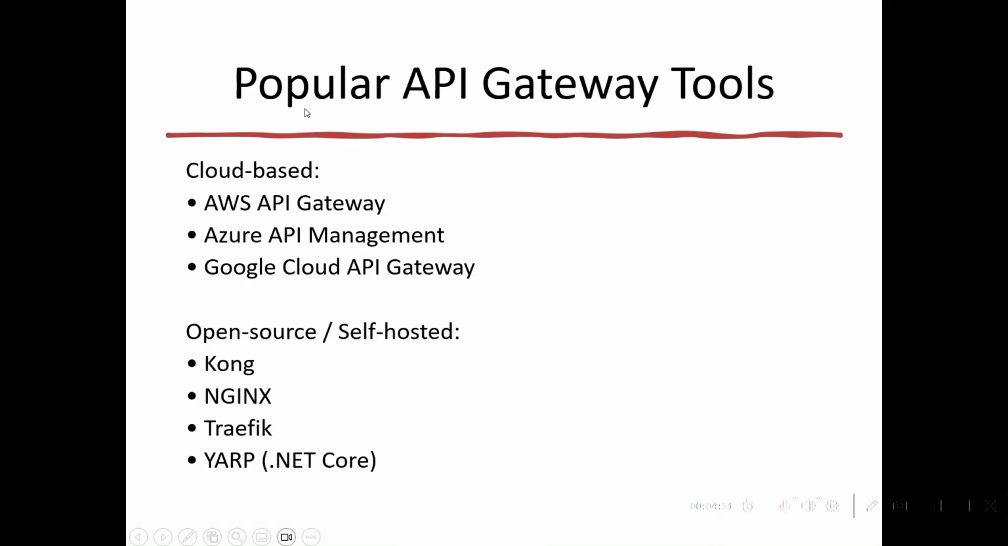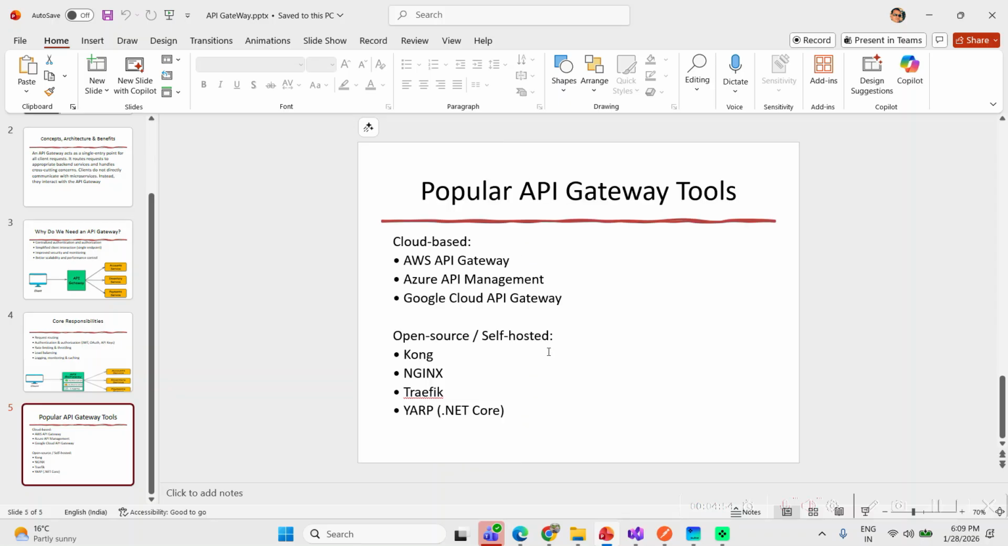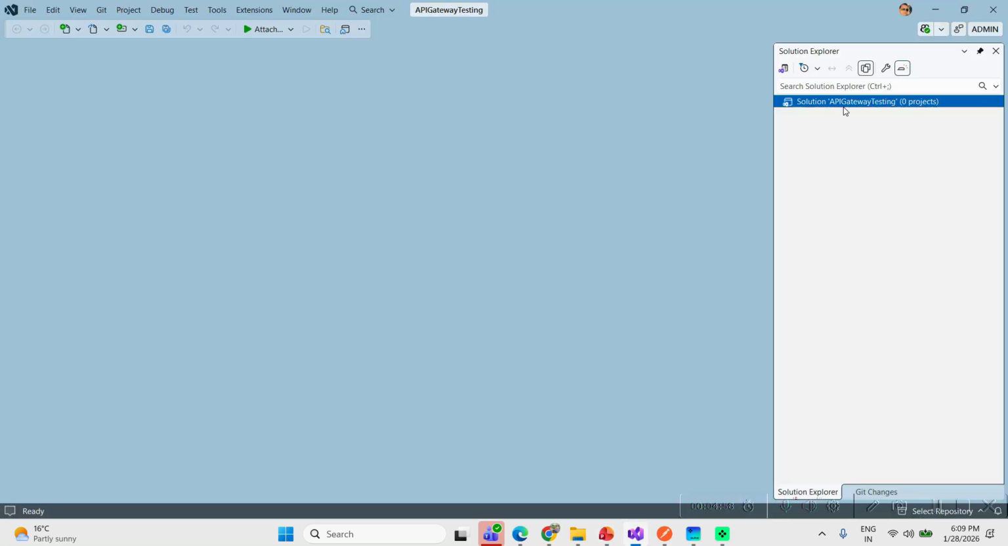Popular API gateway tools include cloud-based ones like AWS API Gateway, Azure API Management, and Google Cloud API Gateway, and open source or self-hosted ones like Kong, NGINX, and YARP. Today I'm going to show the implementation of the YARP gateway. Okay, so I'm on that empty solution.